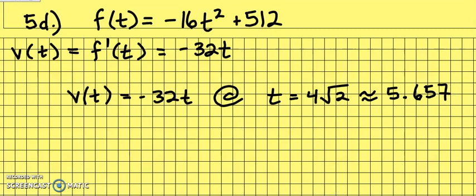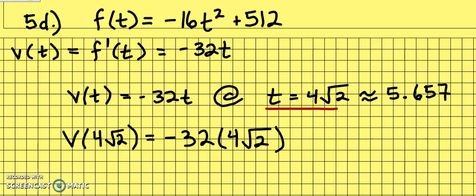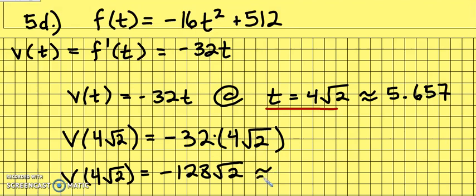I'm going to use t equals 4 radical 2. I don't want to use a rounded figure. I'd rather use the exact value of 4 radical 2 for time. So the velocity at 4 radical 2, because the sandbag hit the ground at 4 radical 2, is negative 32 times 4 radical 2. And you can calculate this to be negative 128 radical 2, which is approximately negative 181.019 feet per second.